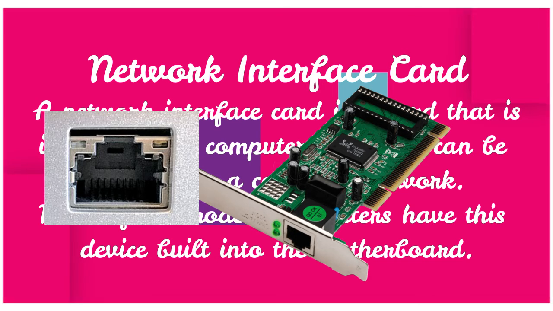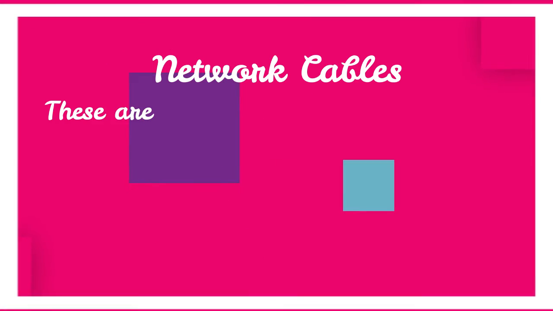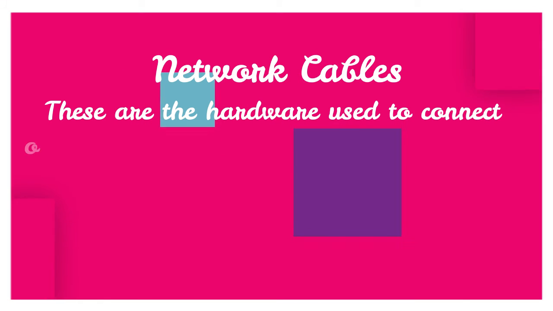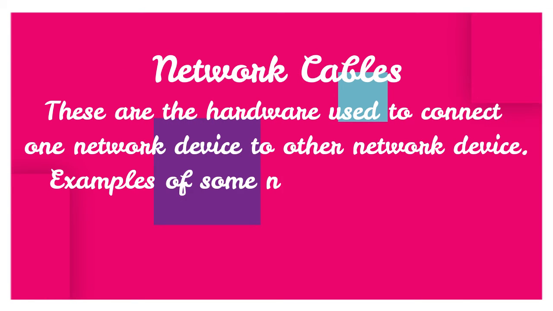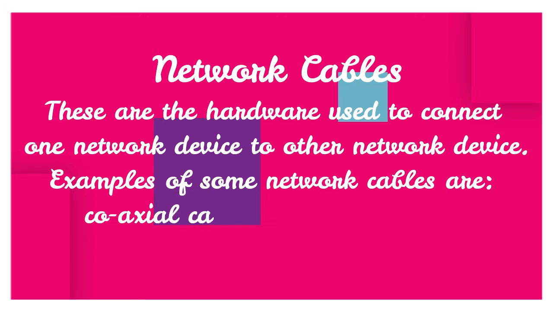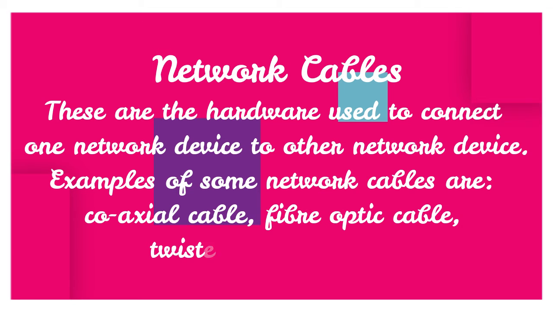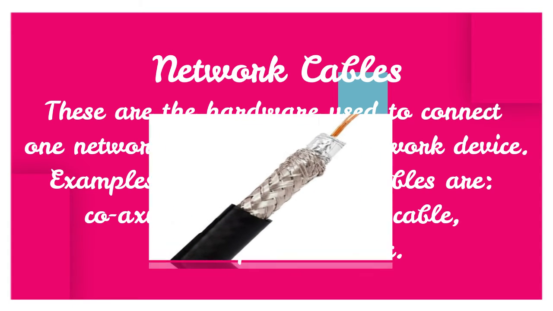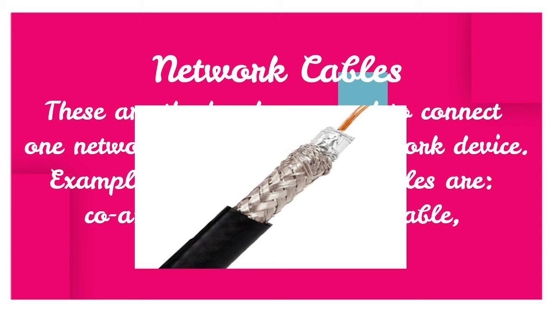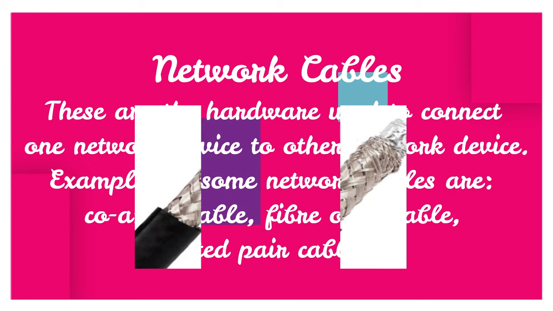Next one is network cables. These hardware are used to connect one network device to another network device. Some of the examples of the network cables are coaxial cable, fiber optic cable or twisted pair cable. The coaxial cable: you may find this cable in your home, which is used for the cable network or to connect the DTH to the set-top box.